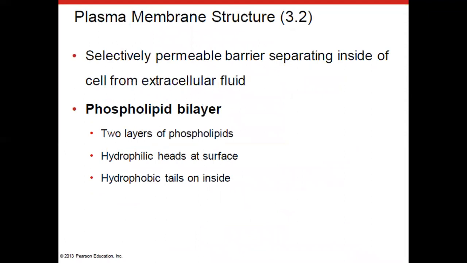And the membrane itself is what's called selectively permeable. It has this property that allows certain things to move through and others not, typically based on size or charge. So the plasma membrane is a barrier. It separates the inside from the outside of the cell. And it's made up of a phospholipid bilayer. So there's two layers, bilayer, right?